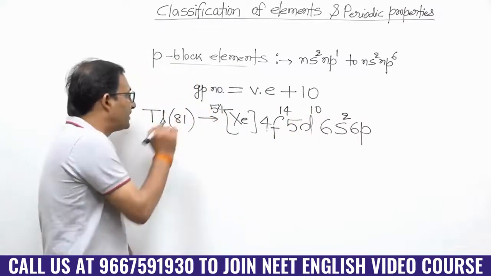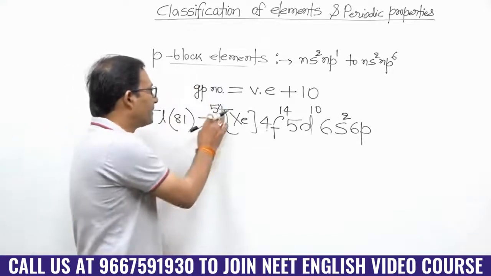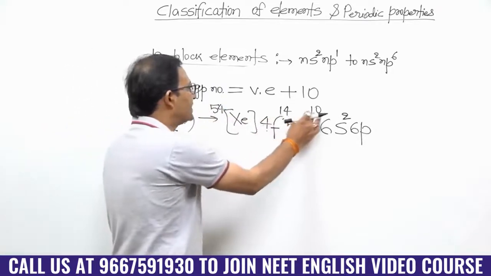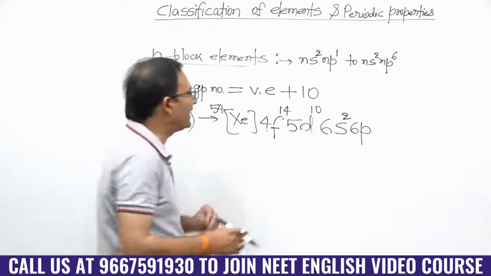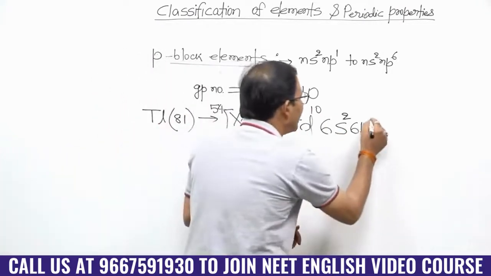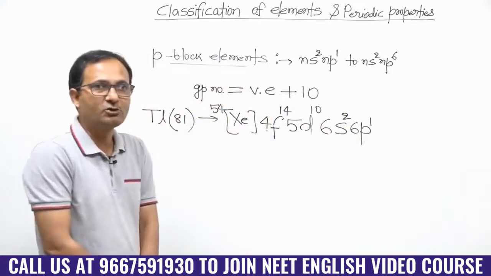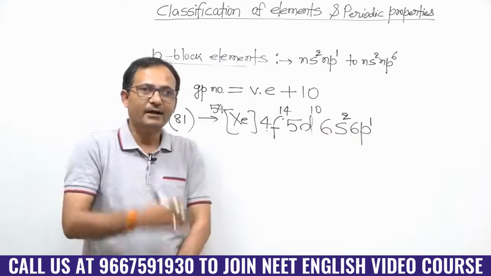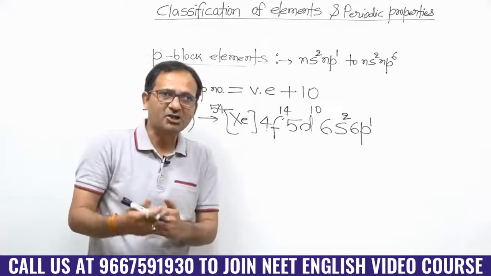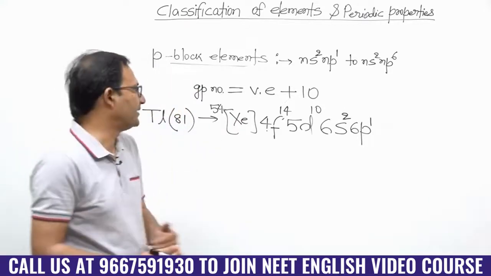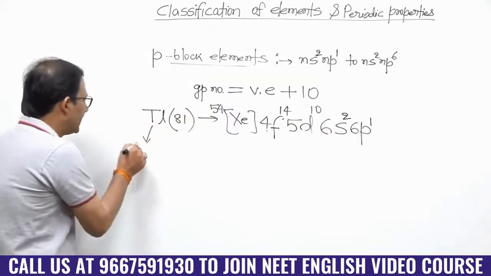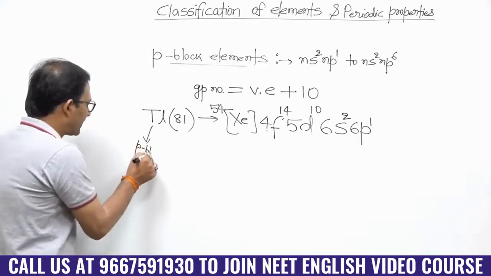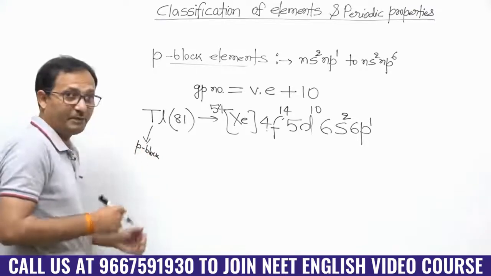Now we have to complete 81 electrons. 54, 14, 68, 10, 78, 2, 80. Now 1 electron is remaining, and that remaining 1 electron will enter into 6p. So you can see here in thallium, the last electron is entering into 6p orbital. So thallium is a p block element.